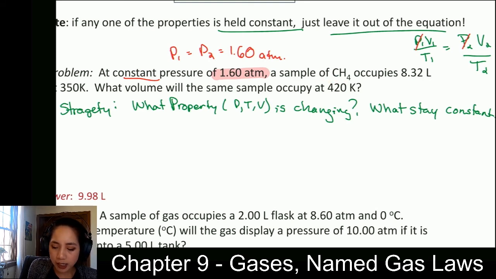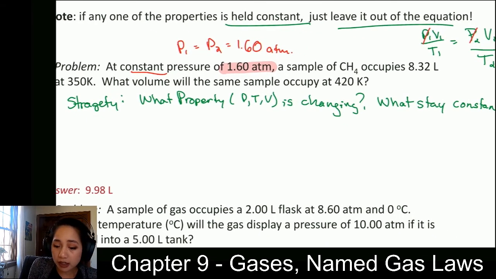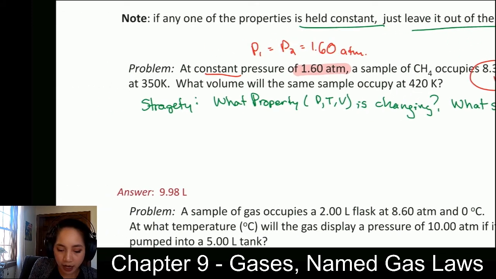So we have a sample. It occupies 8.32 liters at 350 Kelvin. So liter, that's a volume. So I'm just going to say that is V1. That 8.32 liters is V1. That's a volume. 350 Kelvin, that's its temperature at that same point at that volume.